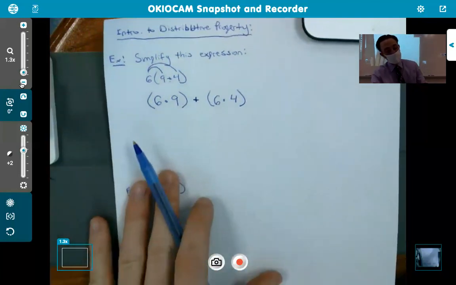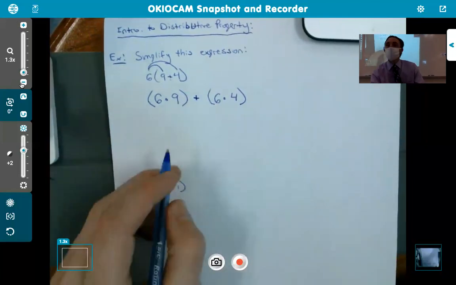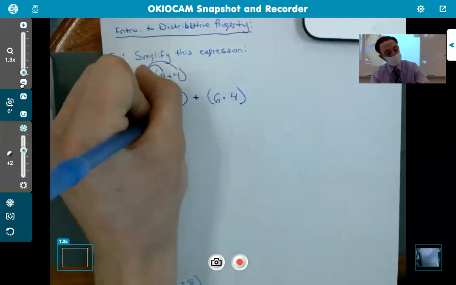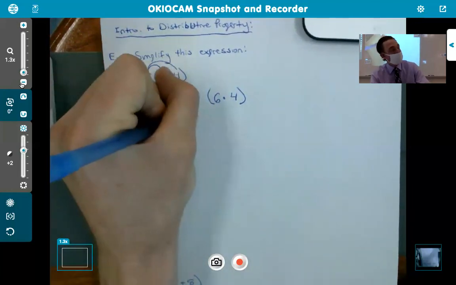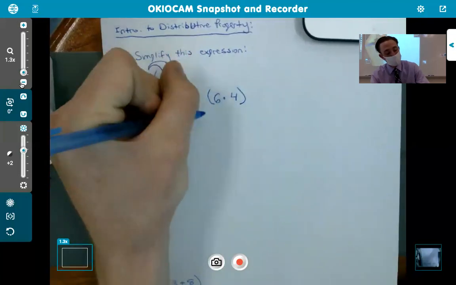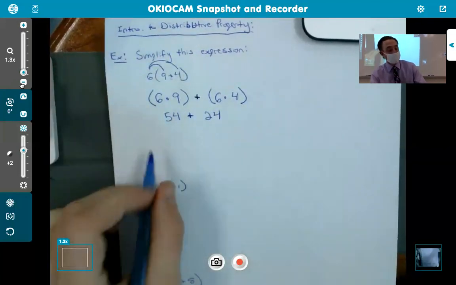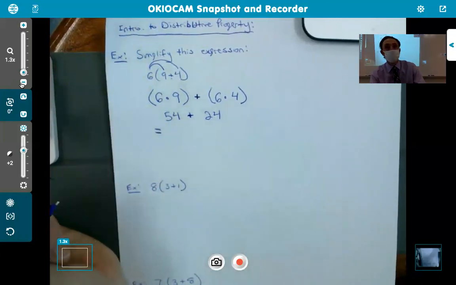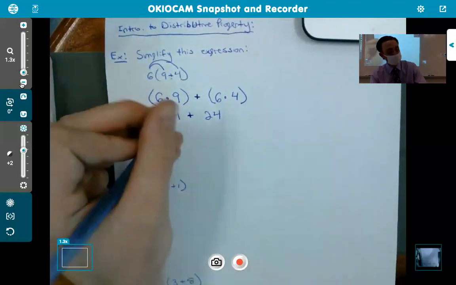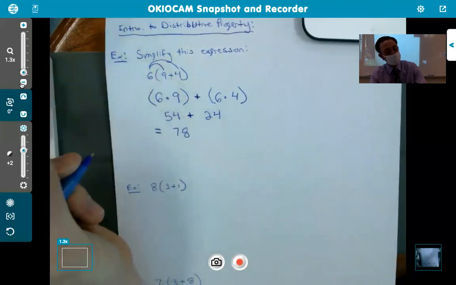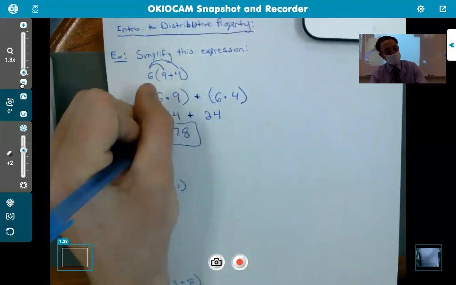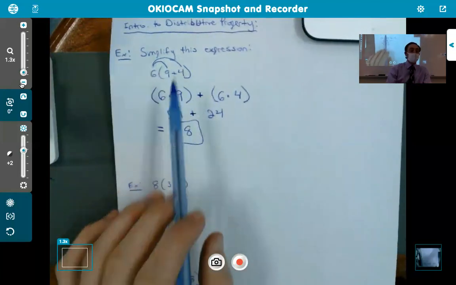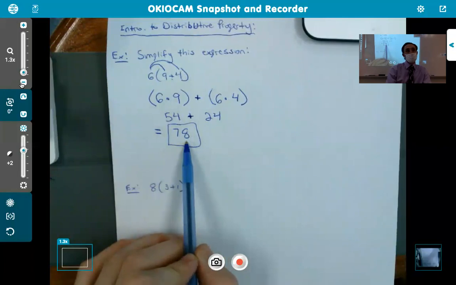Okay. What is 9 times 6? 54. Good. What is 6 times 4? 24. And when I go to simplify this now, what's 54 plus 24? 78. So using the distributive property, I've been able to take this expression up here and get a value of 78.